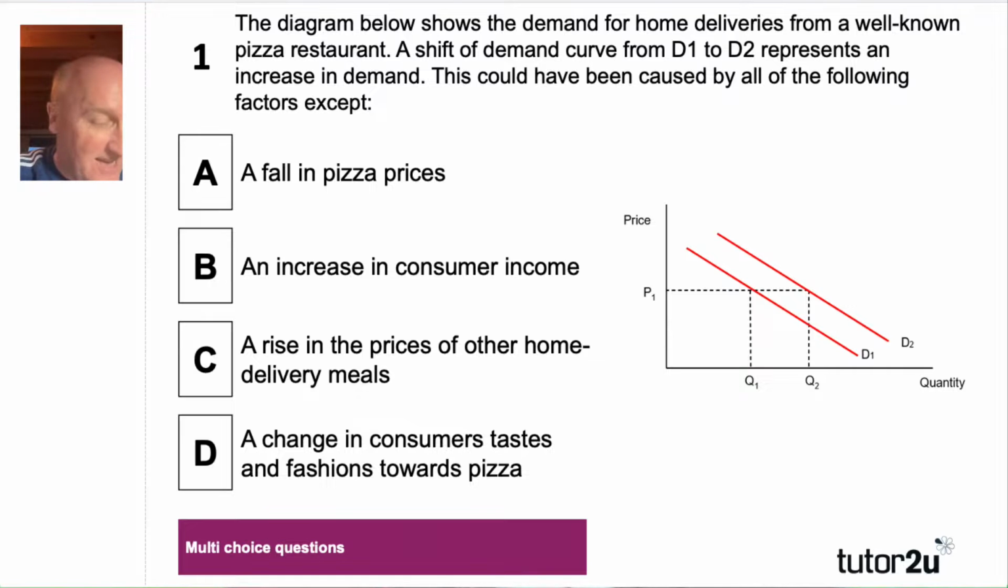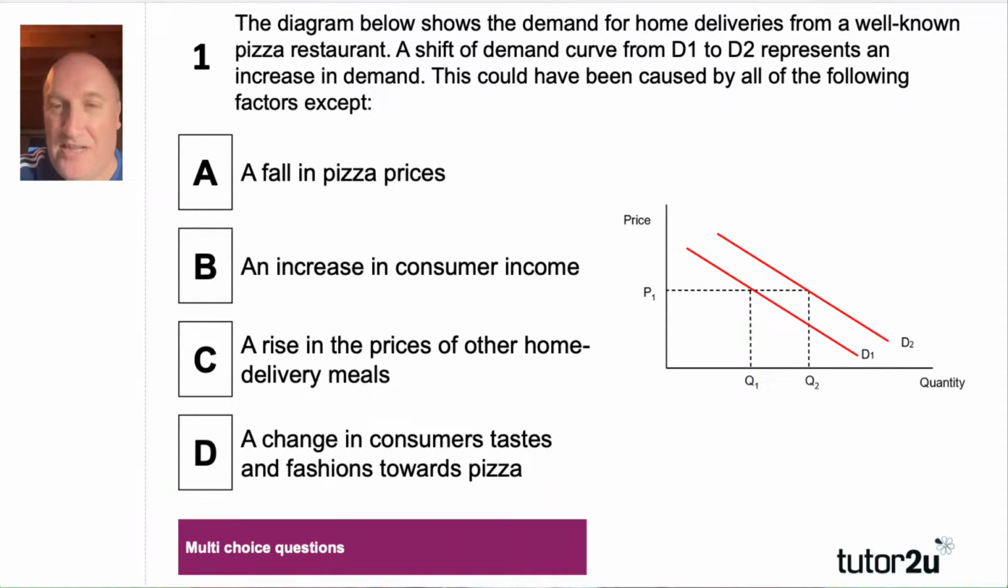Toby's in quickly with A and Keris with A. A couple of people saying D on this one. This has been caused by all the following except, so you're looking for the odd one out in this one. And what do we think? Okay. People saying B. A lot of people here saying D, interestingly. Give you a few more seconds.